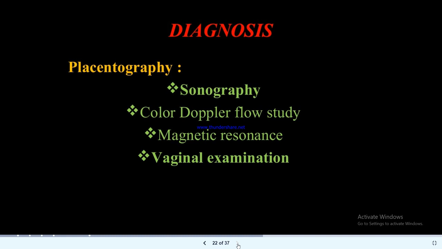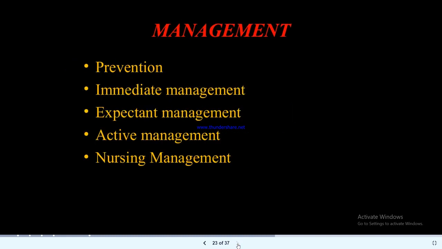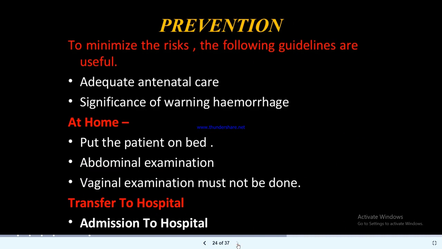Diagnosis: placentography by sonogram, that is ultrasound, color Doppler flow study, magnetic resonance, vaginal examination. Vaginal examination is not indicated in all cases, especially in placenta previa type 3 and 4. Management: prevention, immediate management, expectant management, active and nursing management.